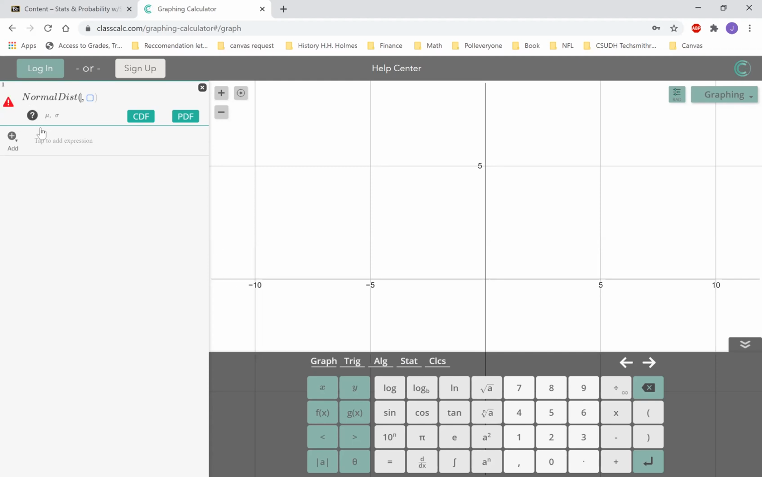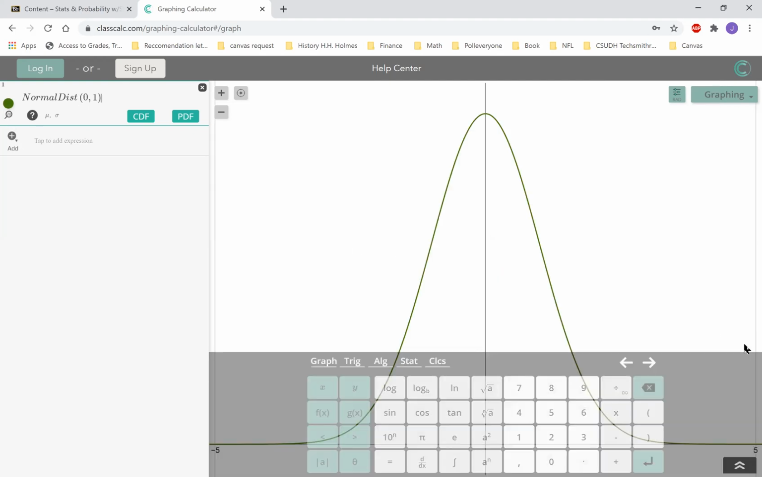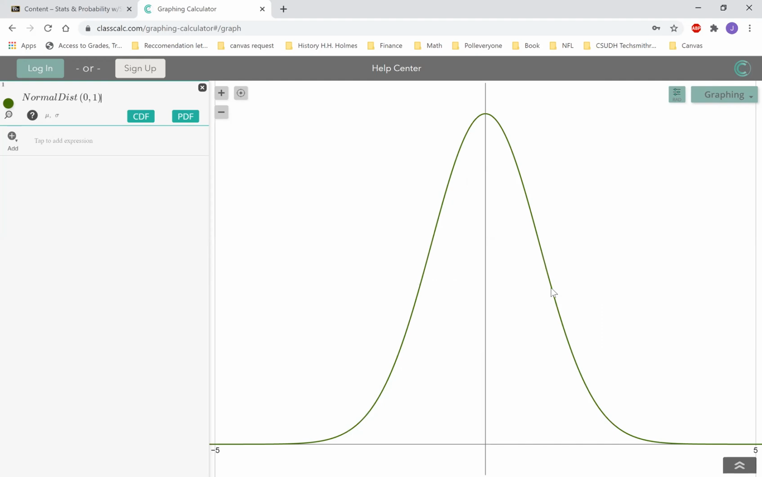If you look right here at the question mark, it kind of helps you out. It asks you what the mean is and what the standard deviation is. The first thing you put is the mean, which is 0. The second one you put is the standard deviation, which is 1. And if you look right here, let me minimize this, it gave me the drawing for my standard normal distribution. Let me move this up.